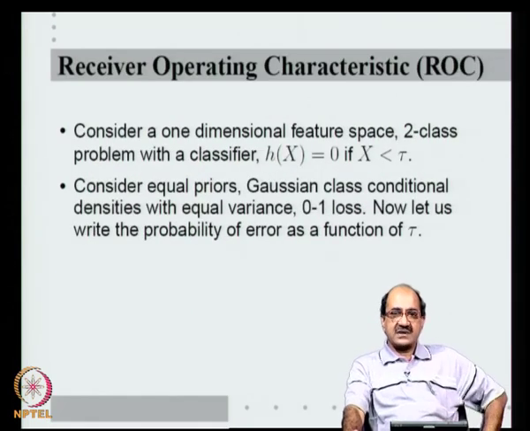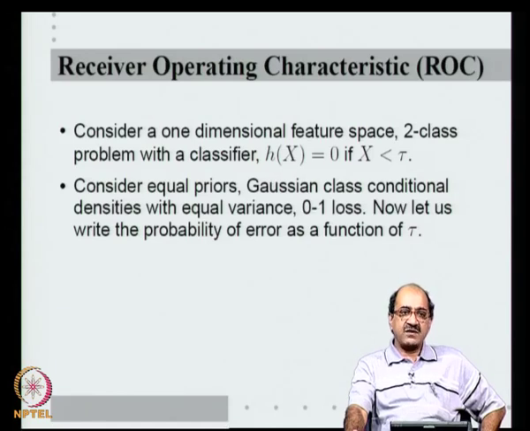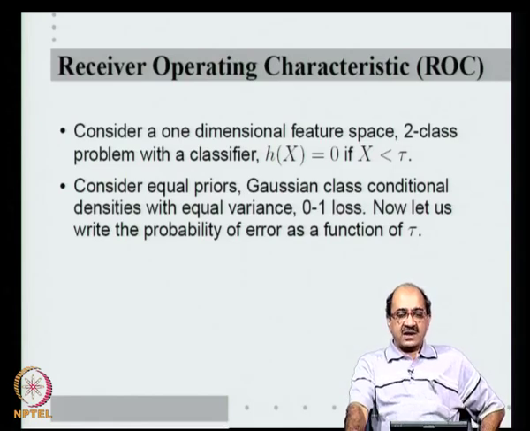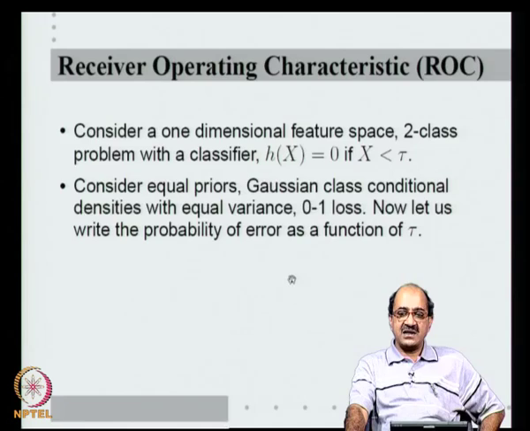A receiver operating characteristic curve is, as I said, another way to visualize trade offs. As an example, let us say we have a one dimensional feature space, a 2 class problem, with the classifier being h(x) is class 0 if x less than tau. So, there is a single threshold, and if x is less than tau, then I put it in class 0, otherwise I put it in class 1. We will consider equal priors and Gaussian class conditional densities with equal variance. So, we know tau is midway between the two means, and since h(x) is equal to 0 when x less than tau, we are assuming that mu 0, the mean for class 0, is less than mu 1, the mean for class 1.